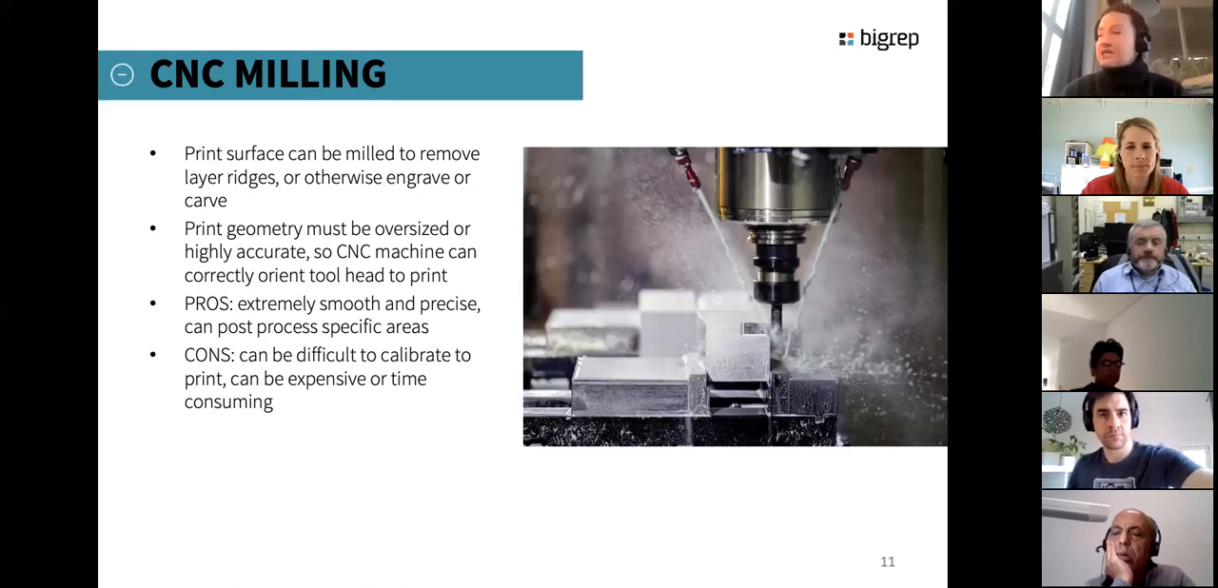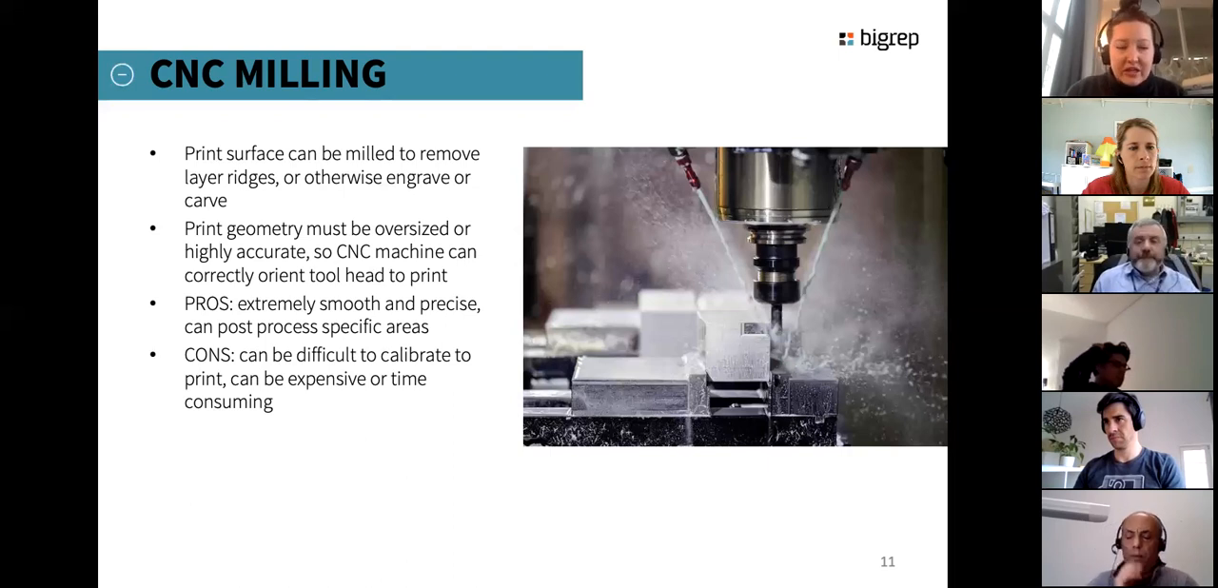Okay, so CNC milling. We did this in the post processing study. We had a piece milled just to see what it looks like. So milling is simply a tool head that is kind of like the inverse of 3D printing. Instead of a tool head moving around extruding material, it's a tool head moving around and cutting away from a block of material.